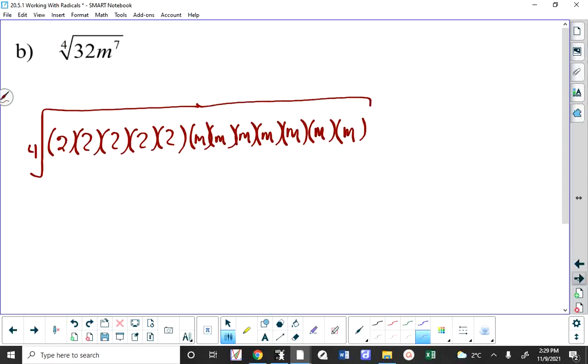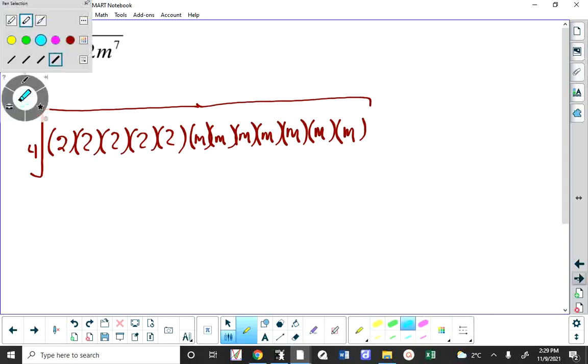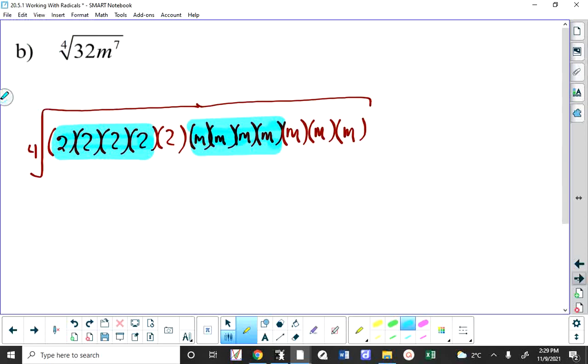And it's a 4th root. So what are we looking for? We are looking for a group of 4 and a group of 4. I didn't use different colors here, but it doesn't matter. And all we would have left would be this 2 that I've not highlighted and the 3 m's multiplied together. And there aren't 4 identical things anymore. The 2 is going to become a single 2 outside. The 4 m's, I hate saying 4 m's. The m to the 4 is going to become a single m outside, and we will be left with the 4th root of 2m cubed.